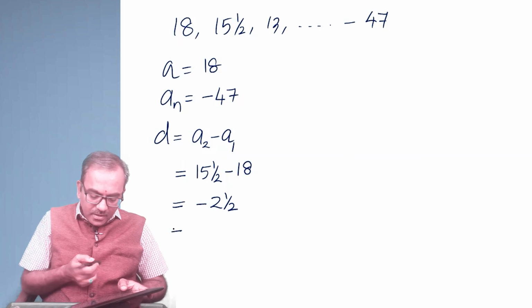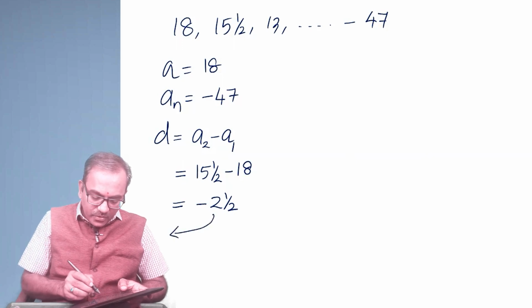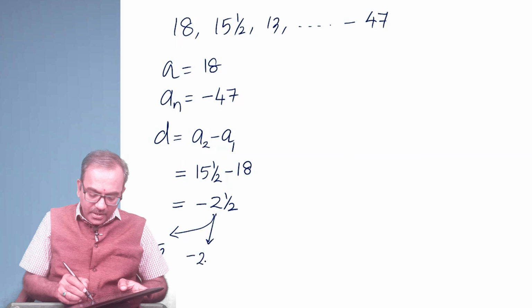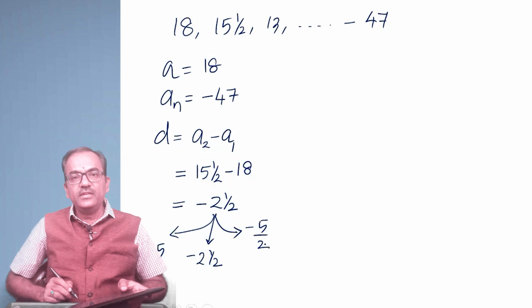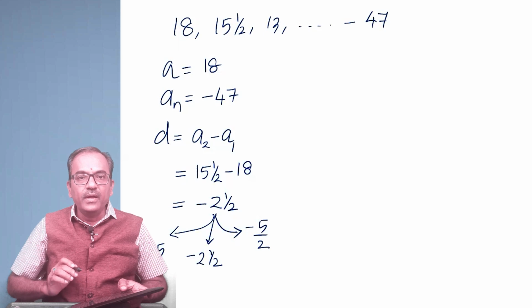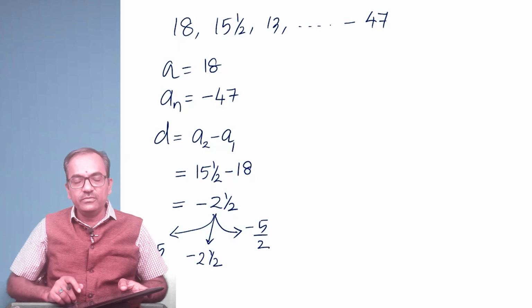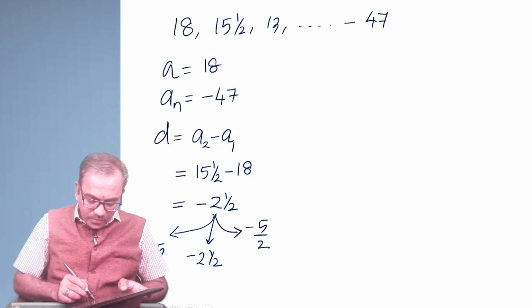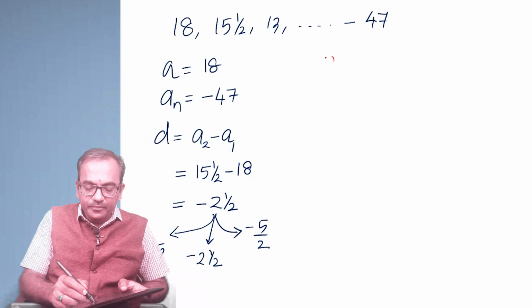See, this can be rewritten in different ways. You can take it as minus 2.5 or minus 2 and a half or minus 5 by 2. This is for your convenience. All three represent the same number, and it depends on your skill to use them. If you are very good at fractions, you can go for fractions, or if you are good at decimals, then you can opt for decimal numbers. Is that okay, children?